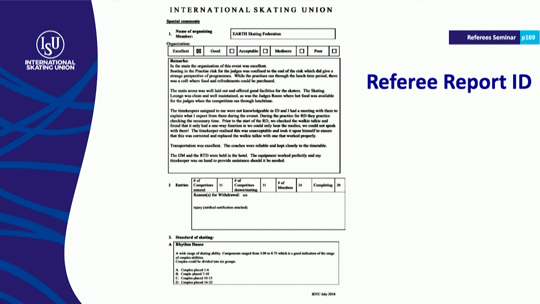The next part, in singles and pairs, as Fabio said, is combined. Standard of skating and standard of judging is one box. In ice dance, we have them separate. We really would like to know what the standard of skating was, so we have separated it. For the technical committee, it's nice to know what kind of level was at the competition.